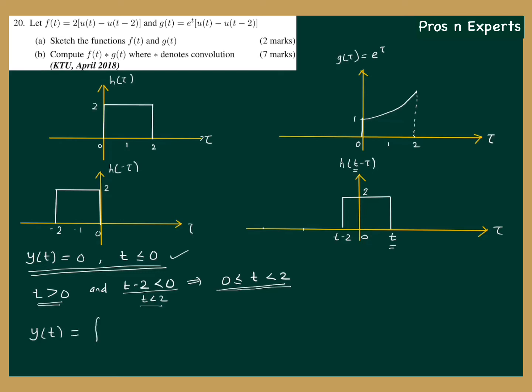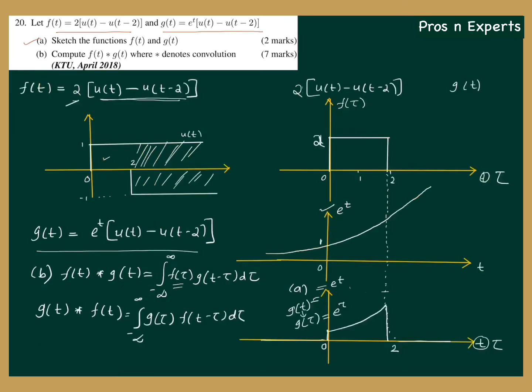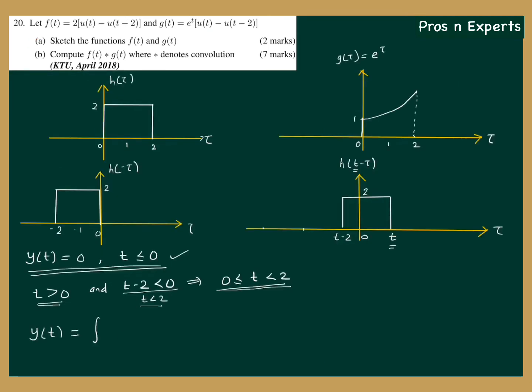So y of t is equal to the integral, the actual equation is the integral from minus infinity to plus infinity. Here we have to note whether we need to write minus infinity to plus infinity. No need, because the two signals g of tau and h of t minus tau overlap, or their product is non-zero, only from 0 to t. So the integral limits are from 0 to t. Our equation is the integral of g of tau into h of t minus tau d tau, that is, the integral from 0 to t.